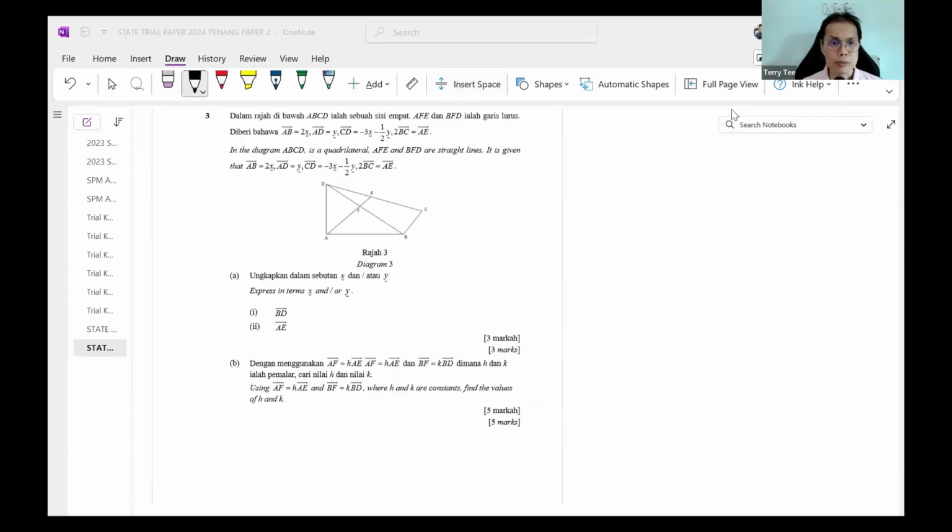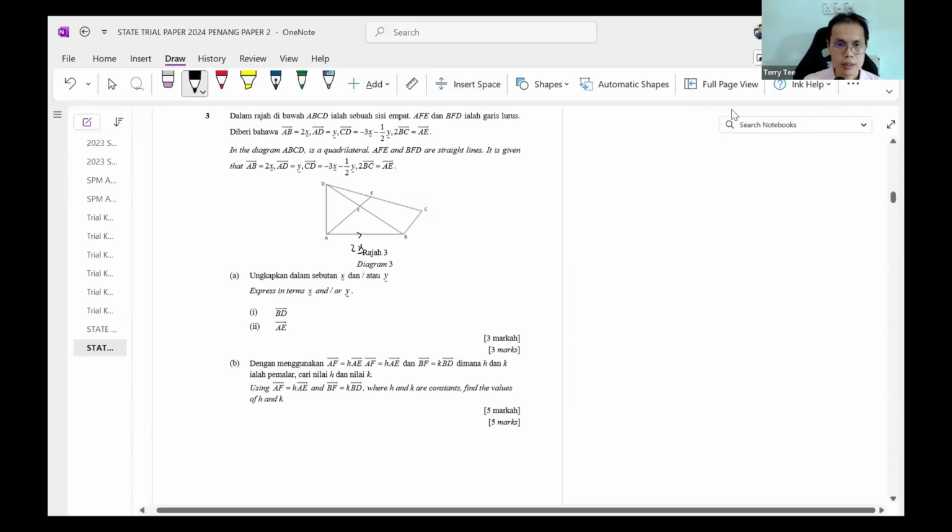Okay, let's continue. Question number 3. This is from Form 4, Chapter 8, Vectors. So in the diagram, you're given ABCD is a quadrilateral, AEF and BFD are straight lines. It is given that AB equals 2x. I'm going to label here, this is 2x. AD is y.